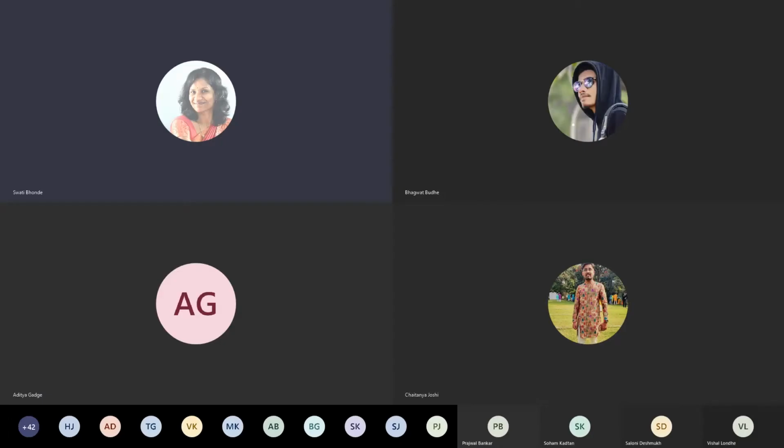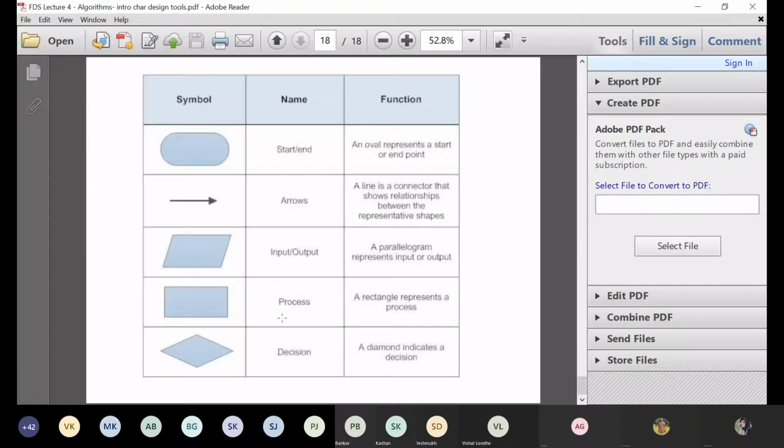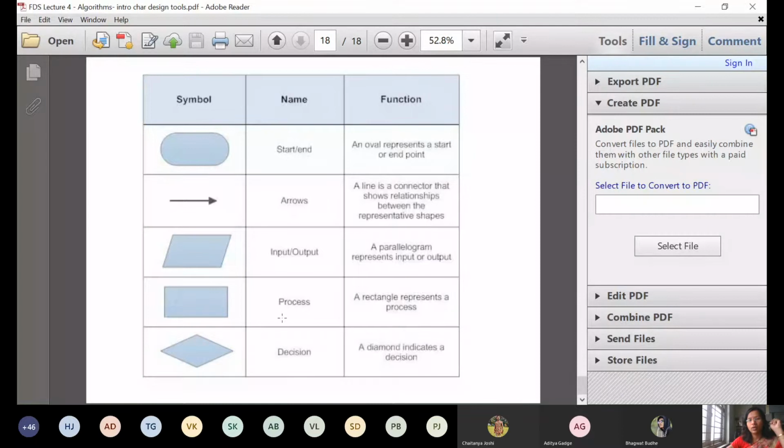These are very basic symbols used in flowchart. The very first symbol is used to represent the start or end, that is the oval shape. The oval shape will define the beginning of the algorithm, and it also tells the ending of the algorithm. Then the second is the arrow. An arrow, or a line, is a connector that shows the relationship between two different boxes.